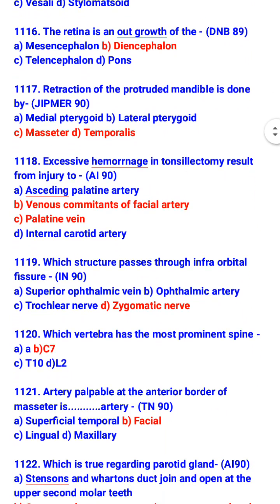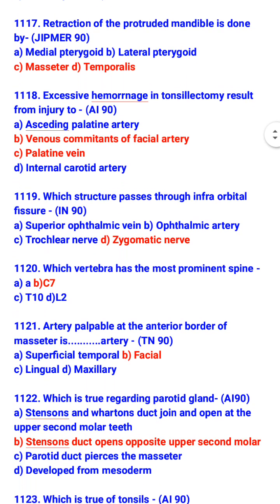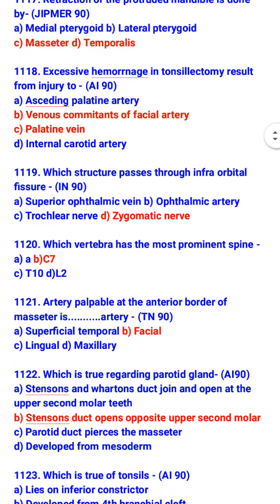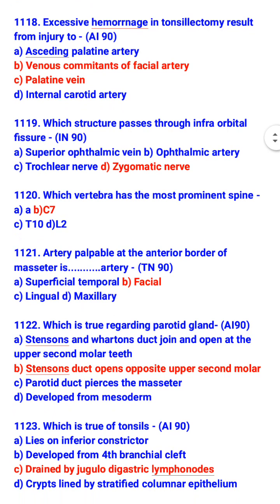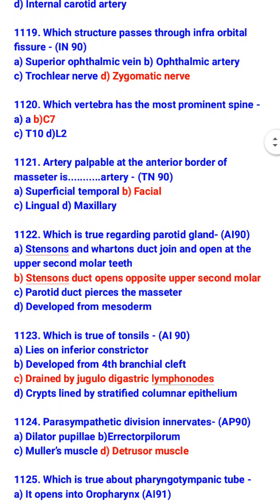Which structure passes through inferior orbital fissure? Zygomatic nerve. Which vertebra has the most prominent spine? C7. Artery palpable at the anterior border of masseter is facial artery. Which is true regarding parotid gland? Stenson's duct opens opposite upper second molar.